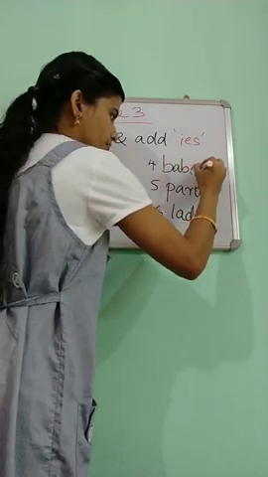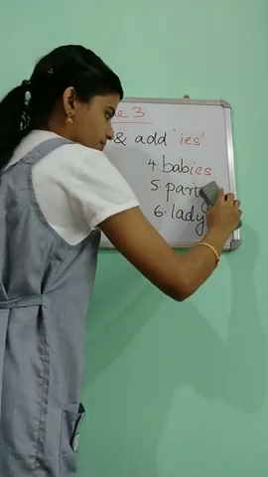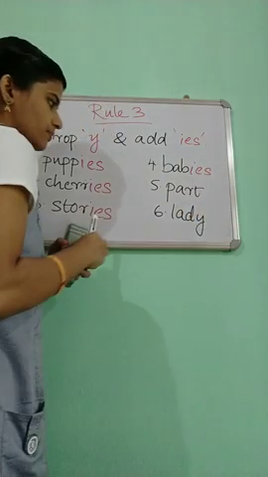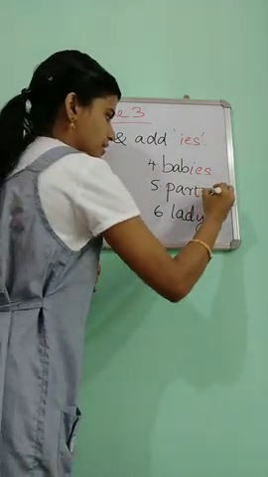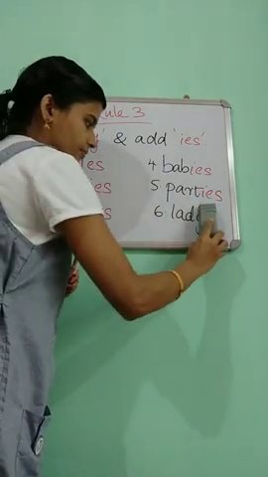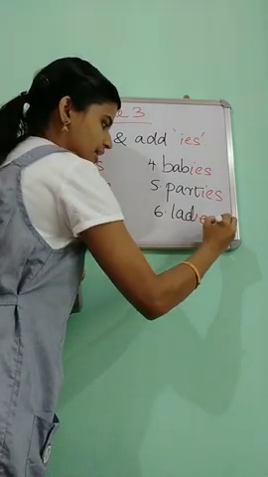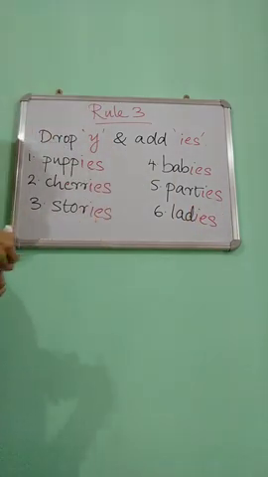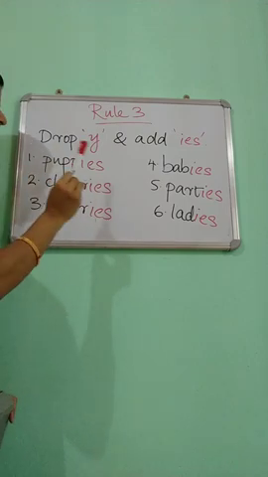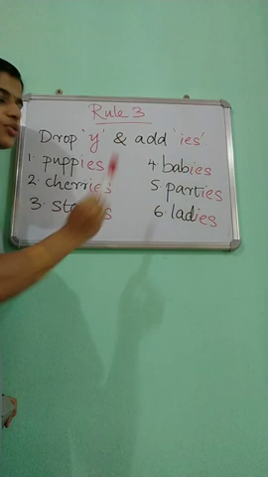Babies. Then party. Party. Parties. Then lady. Drop the Y and add IES at the end of the word. Okay. So in the case of words ending with Y, drop Y and add IES to make it plural.